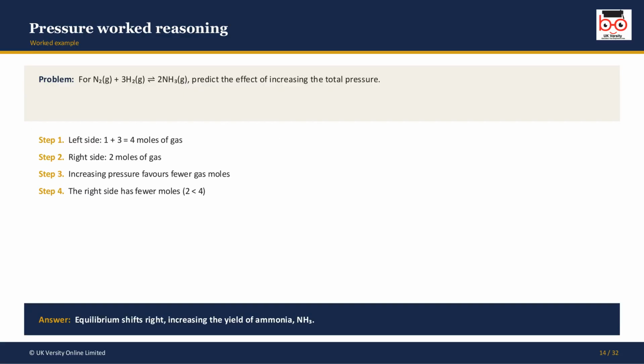Let's try the Haber reaction. Nitrogen plus hydrogen in equilibrium with ammonia, and raise the total pressure. On the left we have 1 mole of nitrogen plus 3 of hydrogen, so 4 moles of gas. On the right we have just 2 moles of ammonia. Increasing the pressure favors the side with fewer gas moles, and 2 is fewer than 4, so the equilibrium shifts to the right, increasing the yield of ammonia.